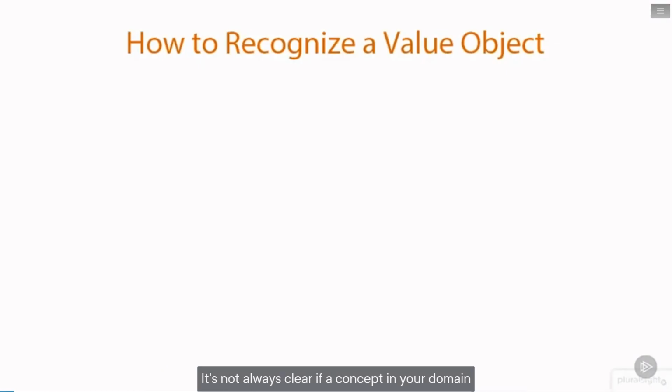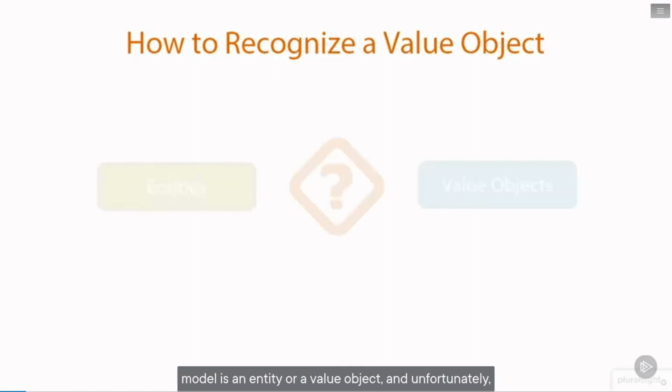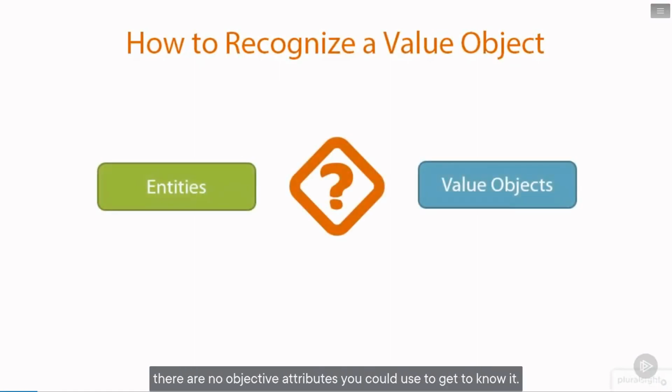It's not always clear if a concept in your domain model is an entity or a value object, and unfortunately there are no objective attributes you could use to get to know it. Whether or not a notion is a value object fully depends on the problem domain. A concept can be an entity in one domain model and a value object in another. For example, in our system, the money class is certainly a value object. At the same time, if you build software for tracking the flow of the cash in the whole country, you do need to treat every single bill separately, as you need to gather statistics for each of them. In this case, the notion of money would be an entity, although you would probably name it a note or bill.